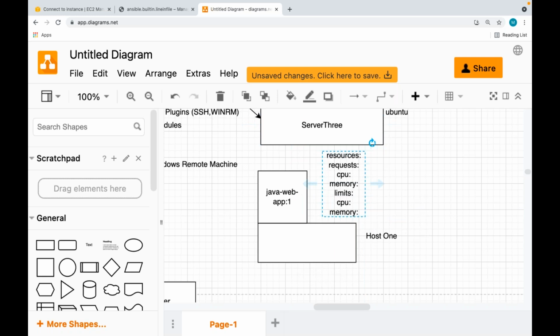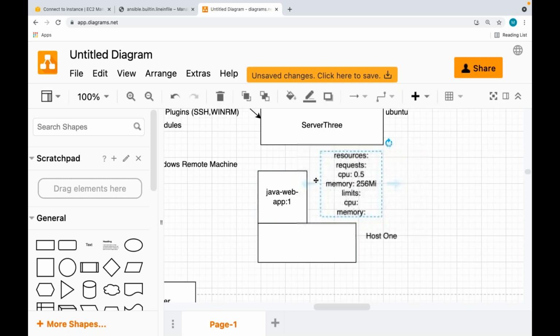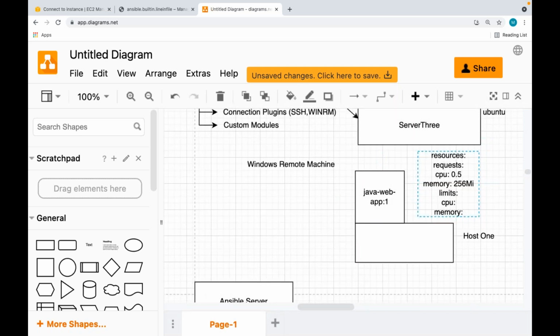What are resource requests and limits in Kubernetes? Using resource requests and limits, we can set the resources for that pod: how much resources minimum we are trying to allocate, and maximum how much it can utilize. So if I say resource request, I'm saying, let's say something like this, 256 Mi of memory and 0.5 CPU, which means half a core.